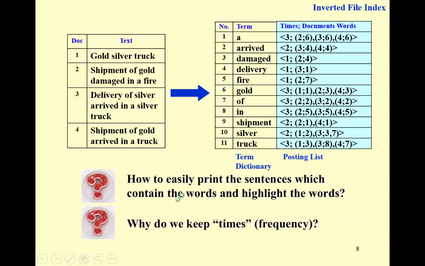The second question is, why do we keep this times, or say frequency, in this posting list? Why do we need this?